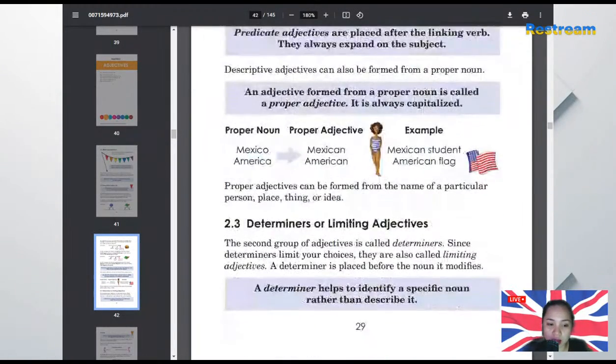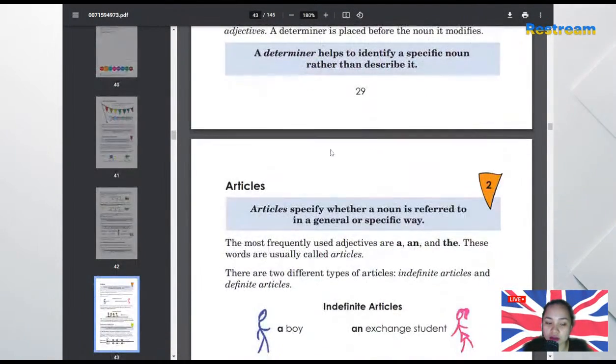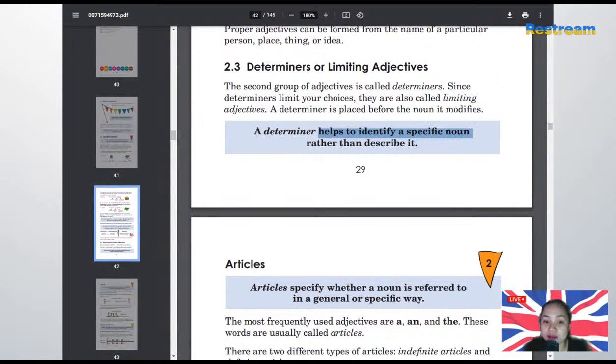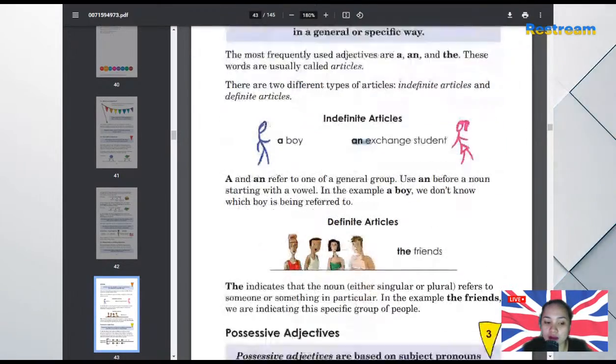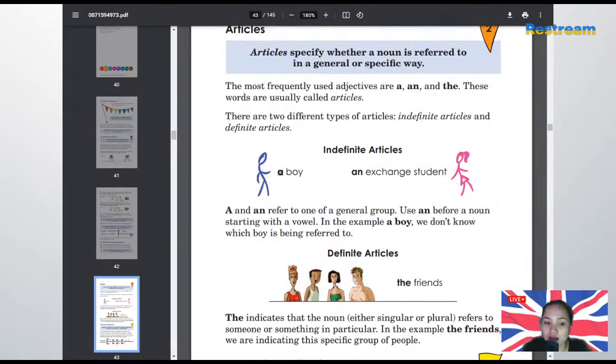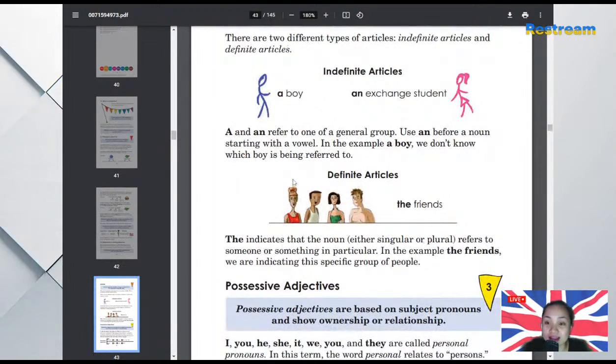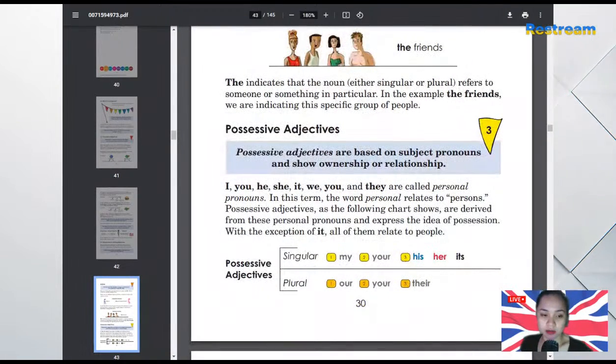Next, we also discussed the determiners, or limiting adjectives. When we say determiner, it helps to identify a specific noun rather than describing it. Determiners are the articles: a, an, and the. Remember, the indefinite articles are a and an, and the definite article is the.